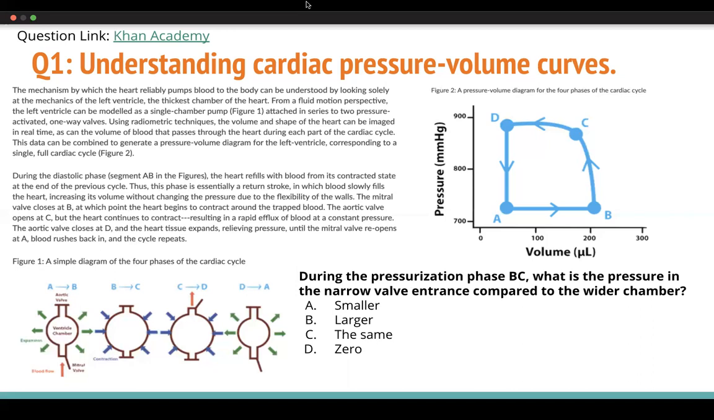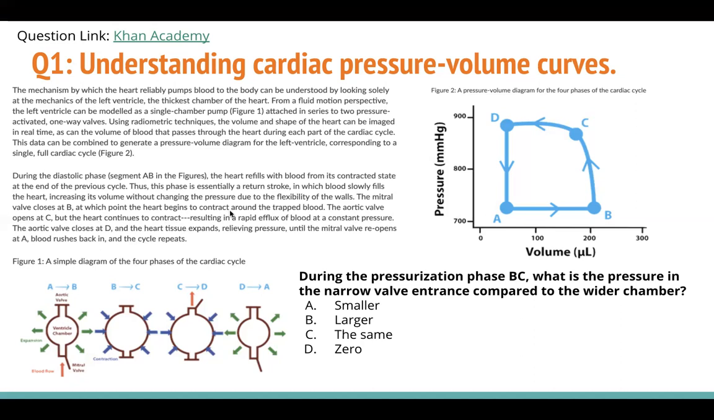Okay, so for the next question, it's based on the same passage. During the pressurization phase, BC, what is the pressure in the narrow valve entrance compared to the wider chamber? BC is the second image, and on the graph, you can see that there's a rapid increase in pressure, but not much change in volume. I'll just give you a second to think about this, and then we'll go over this together.